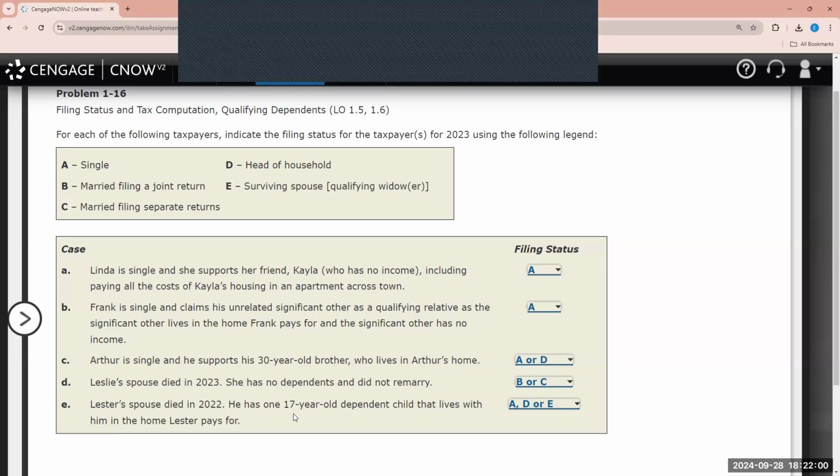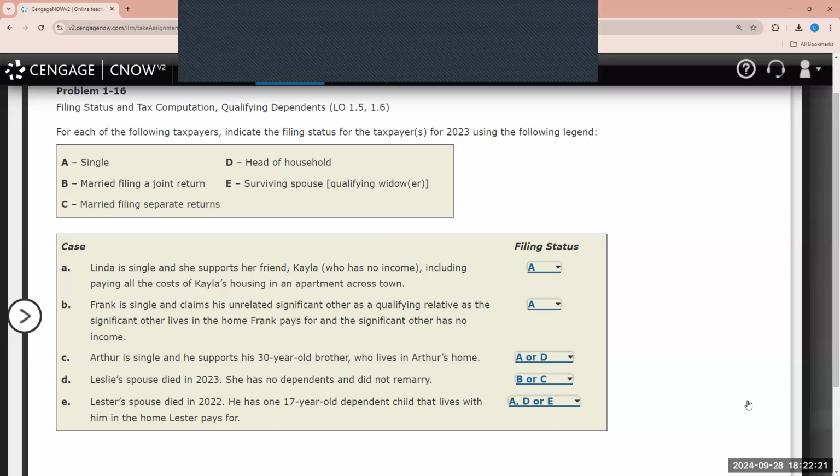Maybe this 17-year-old dependent still lives in the home, but maybe they have a full-time job where Lester is not providing more than one half of the support for the child, right? So there's a lot of different things. That's why, at the very least, when you're preparing tax returns, you need to ask probing questions to clients to make sure that you choose the correct filing status.